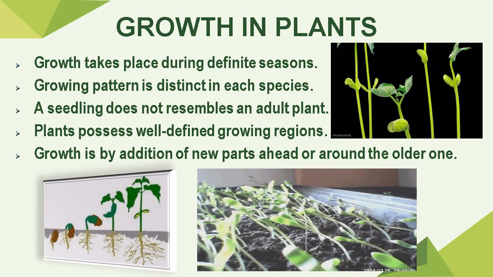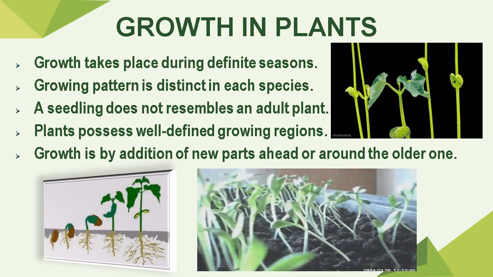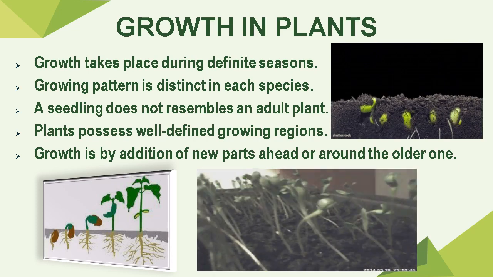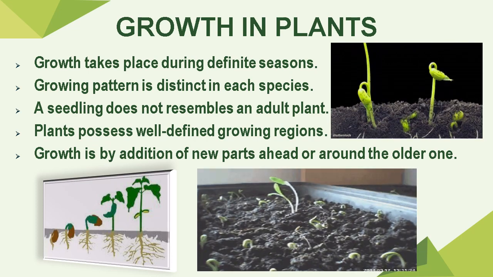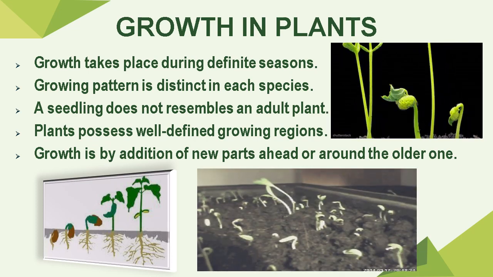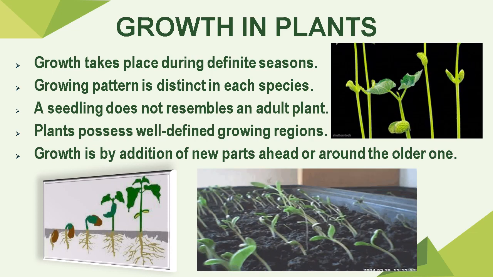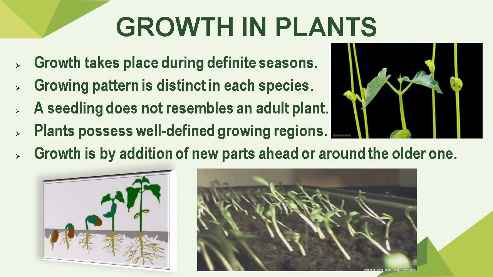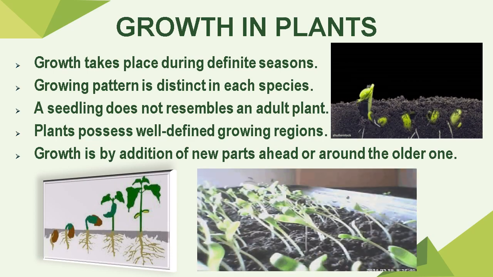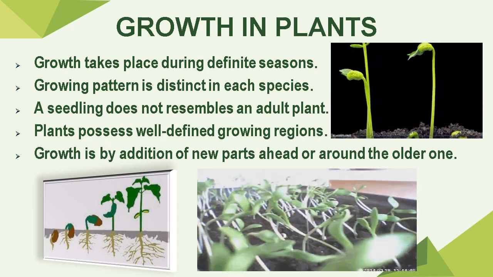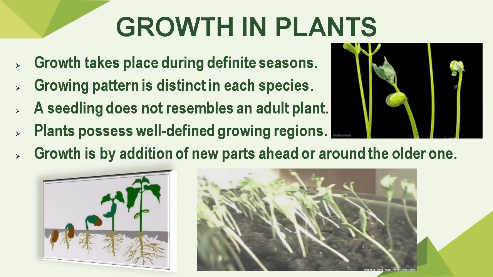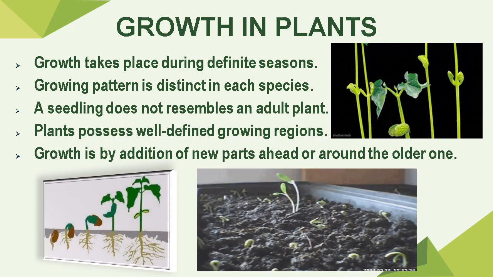Growing pattern is distinct in each species. Plants possess well-defined growing regions. A seedling does not resemble an adult plant. Growth is by addition of new parts ahead or around the older one.